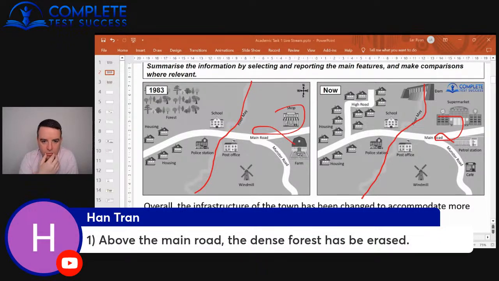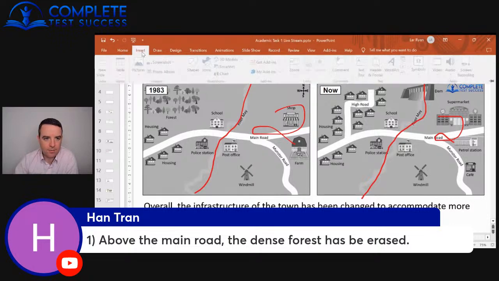One above the main road, the dense forest has been erased. So that would definitely be part of our details paragraph. But just consider, what does the reader know about the map? We haven't told them enough. You haven't described in enough detail where that forest is.